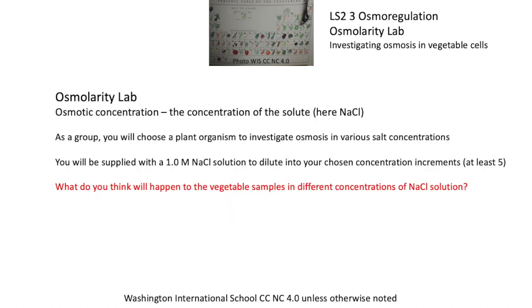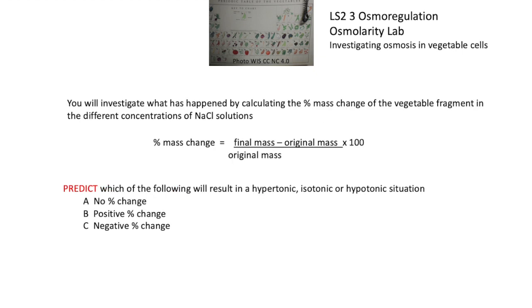In your lab, you're going to choose your vegetable and you'll be supplied with a 1 molar sodium chloride solution, which you will dilute into 5 different concentrations. You will calculate the percentage mass change of your vegetable sample in the different salt solutions. And you can pause to predict the following as given there.